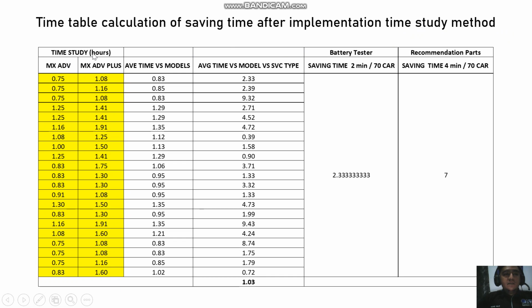Next is the timetable calculating the saving time after implementing the time study method. This is the time study in hours for the two types of service in Toyota, then average time versus model, and average time versus model versus service type. This is the result of the implementation of the time study method. For the battery tester, we save about 2 minutes per 70 cars per day, and the recommendation part is saving about 4 minutes per 70 cars daily.